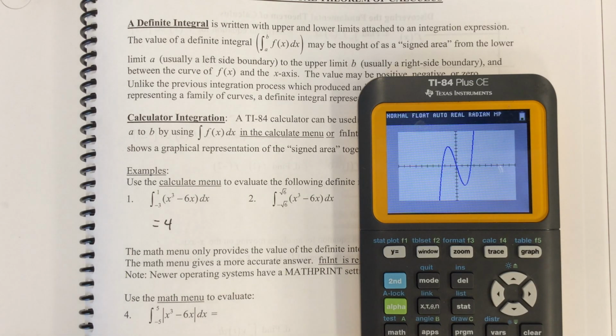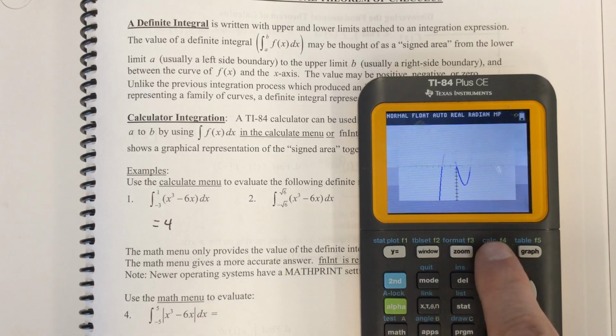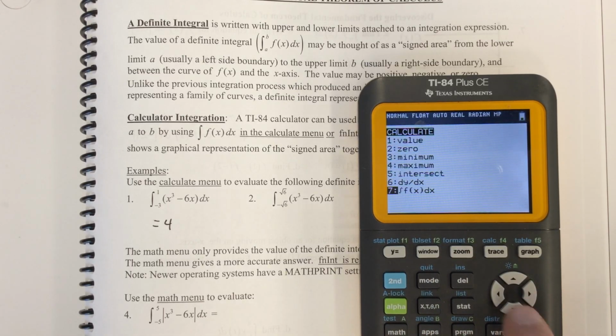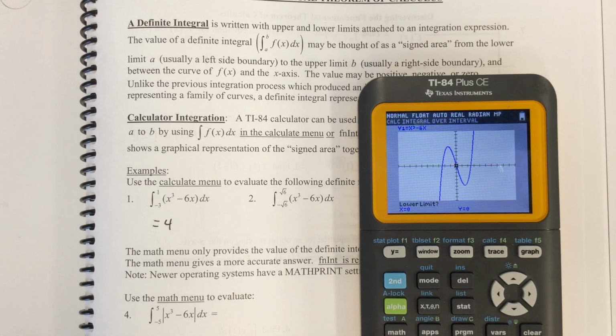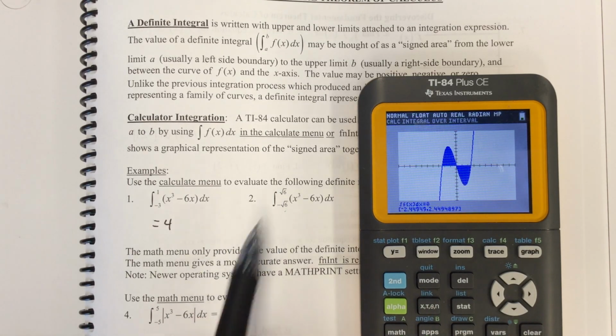Okay, now that I'm back just to that graph, I'm going to go into calculate, go down to the integral, and we're going to go from the lower bound of negative square root of 6 to positive square root of 6. All right, there's my lower bound, there's my upper bound.